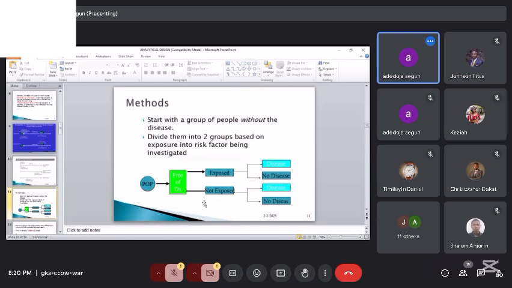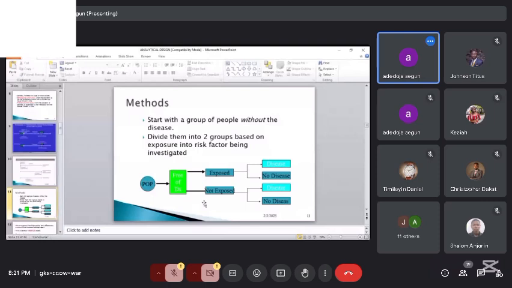Then the methods. If a researcher wants to conduct a cohort study, this is the method that is going to be used. The researcher will start with people without the disease of interest, then divide them into two groups based on exposure to the factor being investigated. Assume that you want to carry out a study on HIV and unprotected sex, whether people that are having unprotected sex will come down with HIV or not.